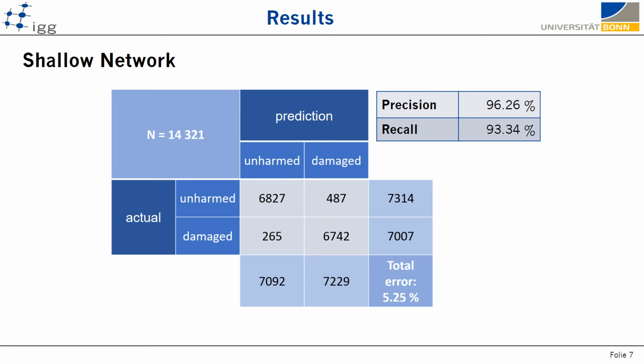As you can see, most patches are correctly classified. The network tends to misclassify more unharmed patches as damaged than the other way around. We are able to achieve a precision of 96% and a recall of 93%. The overall error is around 5%.